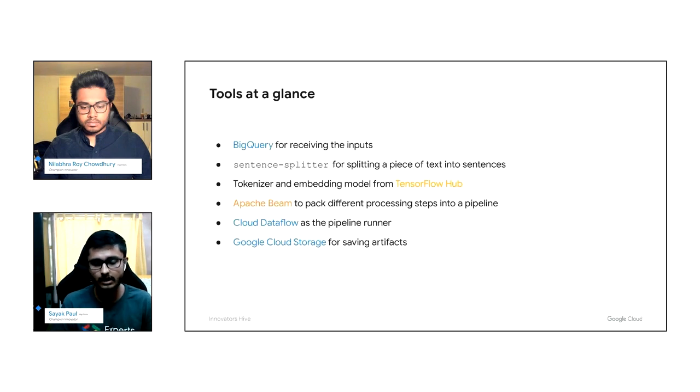So let's quickly go over the kind of different tools that we will be using. So our inputs will be coming from BigQuery. We'll be using a tool called Sentence Splitter. It's a Python library which we will use for splitting a piece of text into sentences. Then we'll be using a tokenizer and embedding model from TensorFlow Hub. Our tokenizer will be a word piece tokenizer, and the model is going to be a sentence condition BERT model. We will use Apache Beam in order to pack the different processing steps into a pipeline, and then we will use Cloud Dataflow as the pipeline runner.